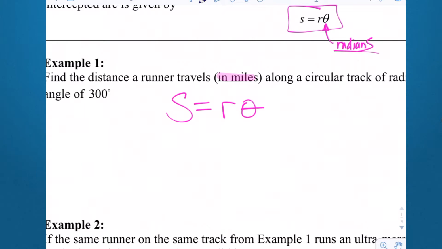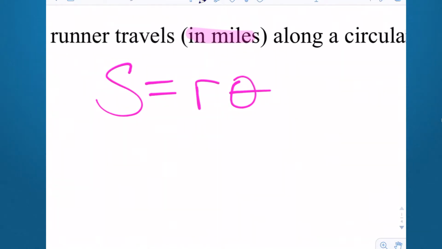Remember, pi over 180 is a better conversion factor because it's simplified. You did 2 pi over 360, but that's the right answer. Okay, most of y'all have the right answer. That's good. Let's go ahead and plug in.